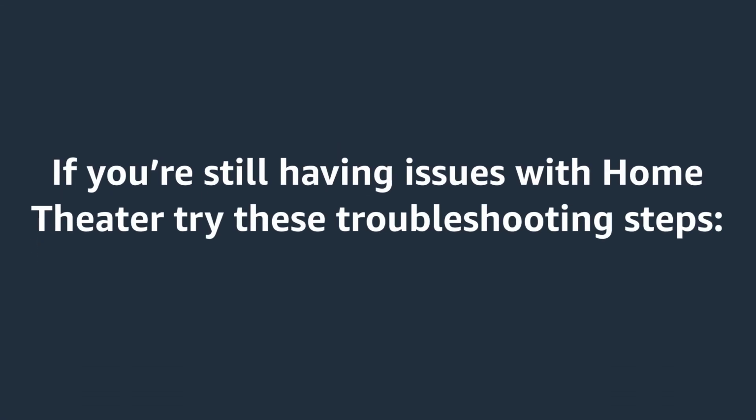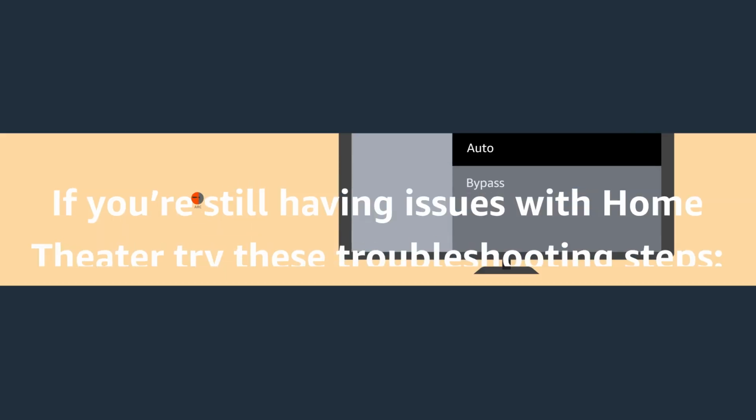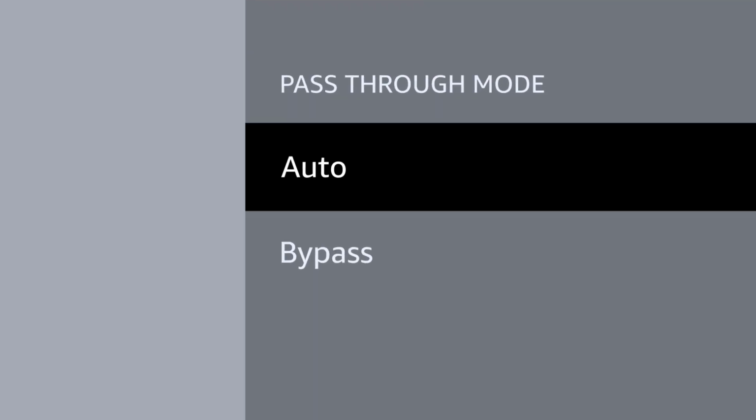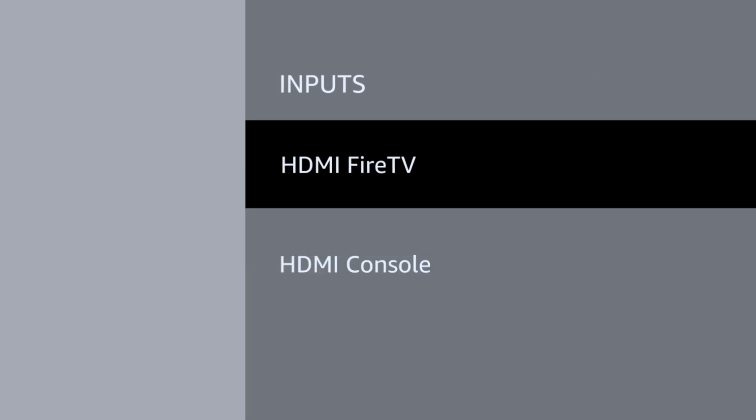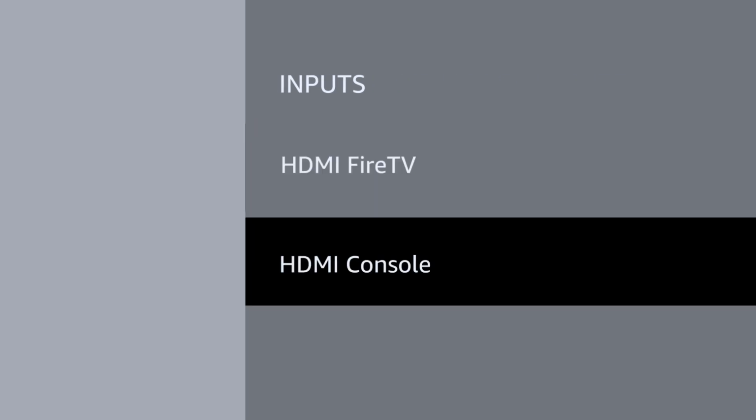If you're still having issues with home theater, try these troubleshooting steps. Use your TV's remote to switch to the HDMI input for your Fire TV device. Then, switch back to your connected device, such as a game console.